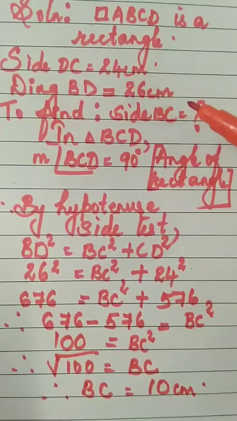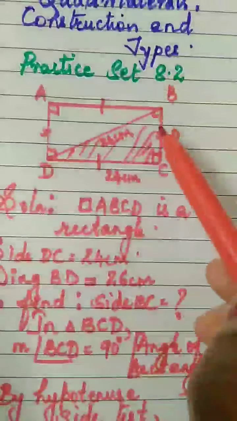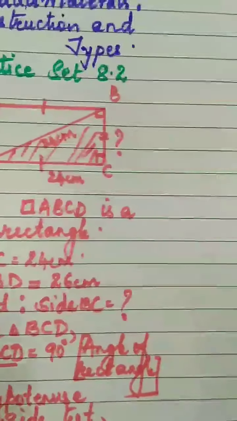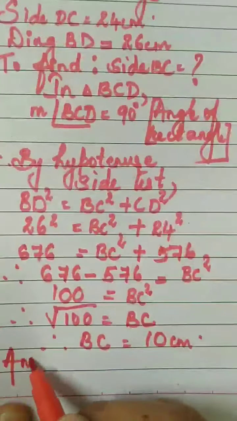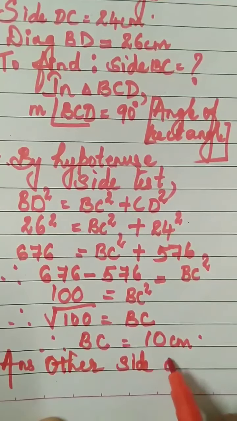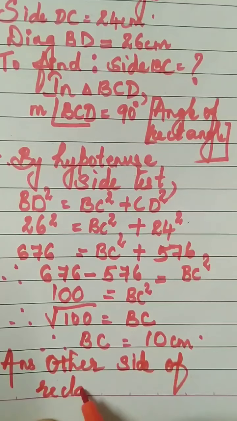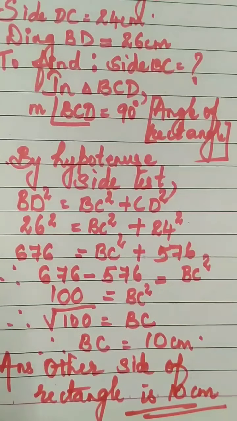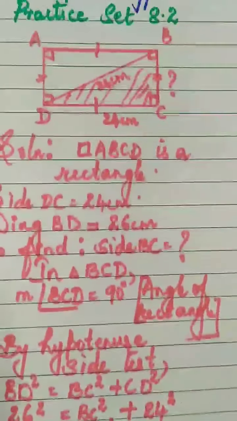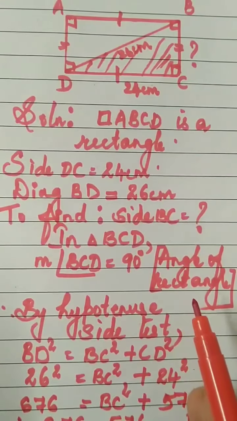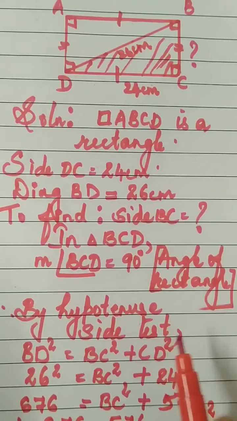All the units are in centimeter. So did you get the length of the other side? You got BC as 10 centimeter. So write the final answer. Answer: other side of rectangle is 10 centimeter. That's it. So easily you got the answer from hypotenuse side test. Go through each and every step, specify the reason here and hypotenuse side test also.